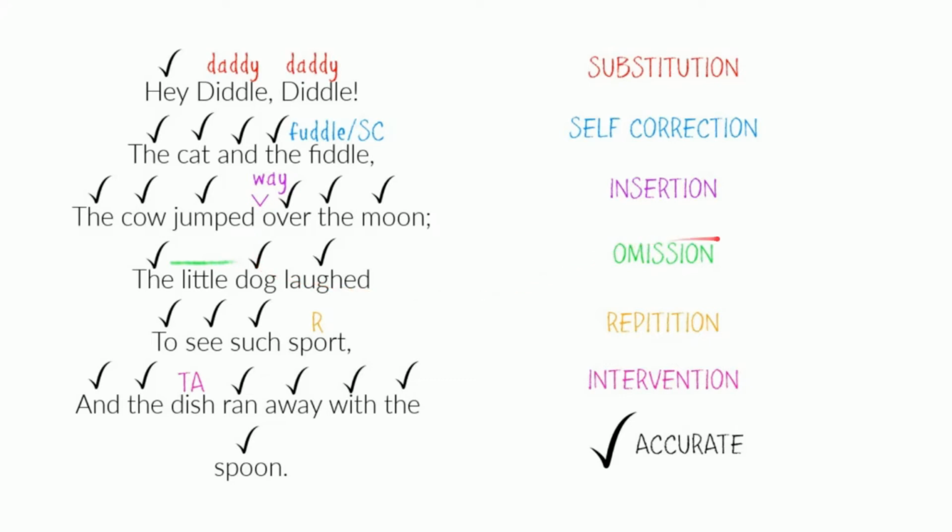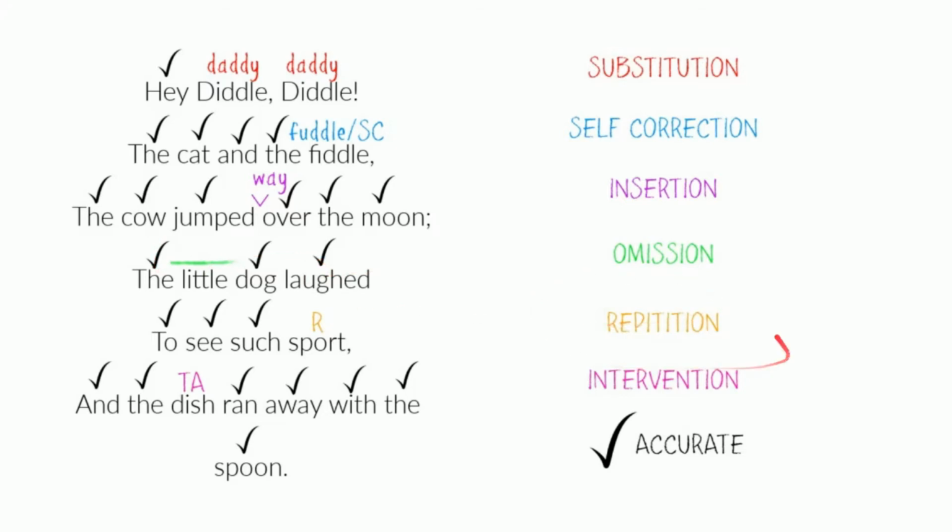Then we have omissions. An omission would mean the student did not say a word or phrase while reading the passage. This would be shown as a line over the word. It means they did not say the word. This would count as an error. So, for example, the student would have said, the dog laughed, rather than the little dog laughed.